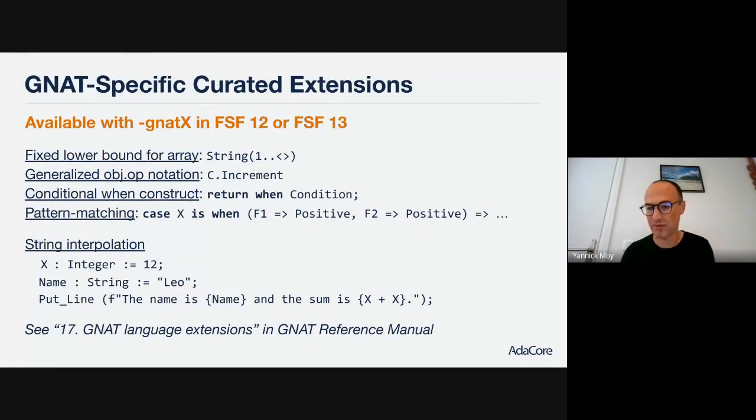And so in more details, regarding these curated extensions, some of them are already implemented in the current version of the FSF toolchain that you get, for example, with Alire or directly downloading from the website. So two that I talked about last year are this fixed lower bound for arrays. So you can set the lower bound of this string subtype starting from 1. And you can use generally the object notation even if the object C here is not of a tagged type, provided increment is a primitive operation. So that was already available.